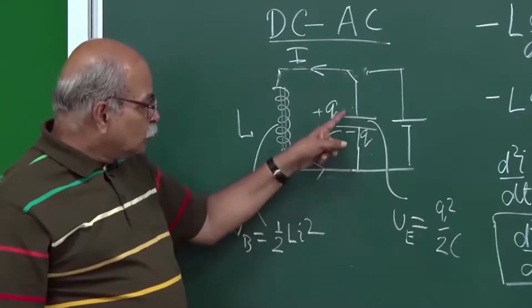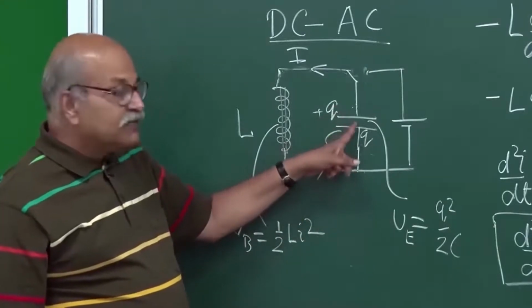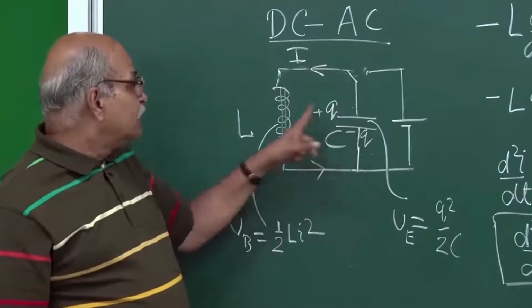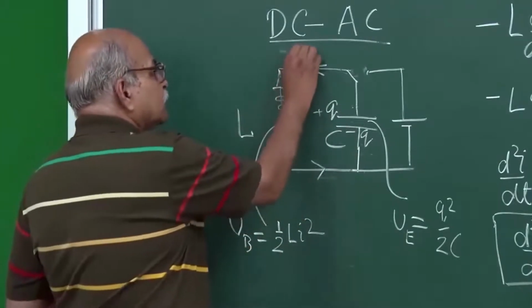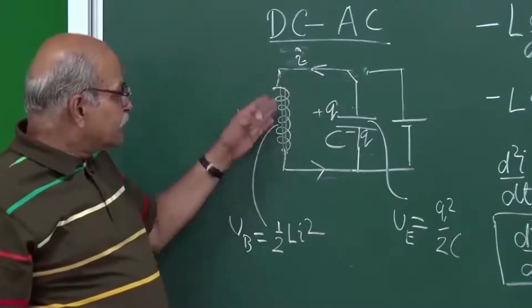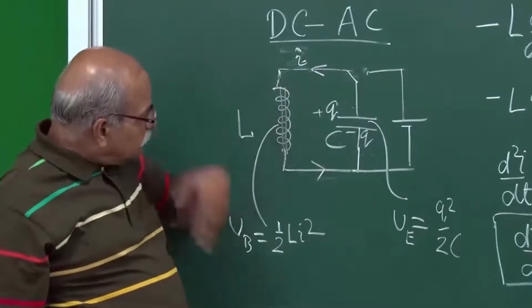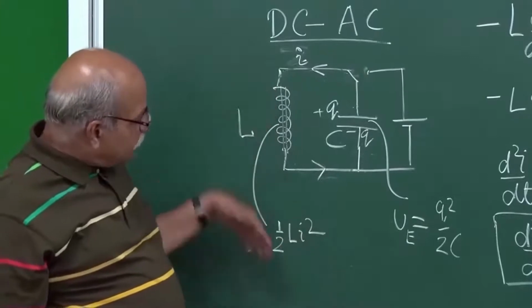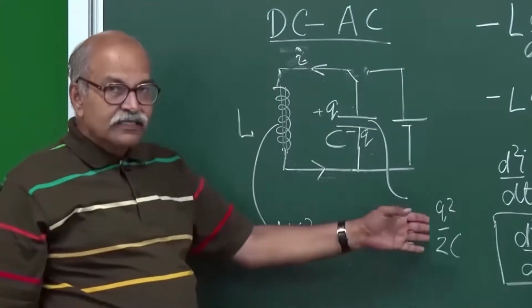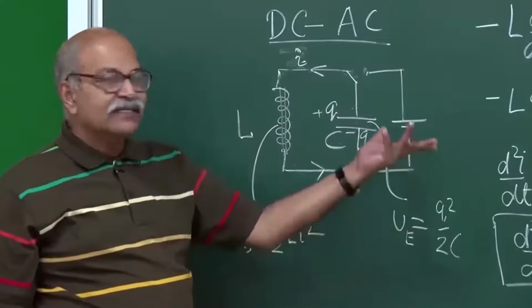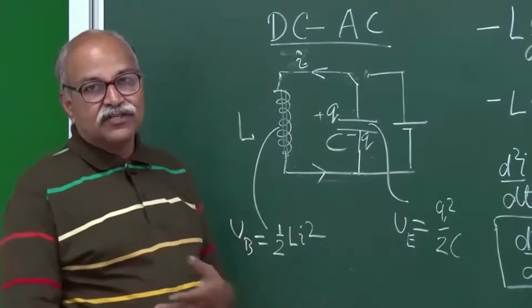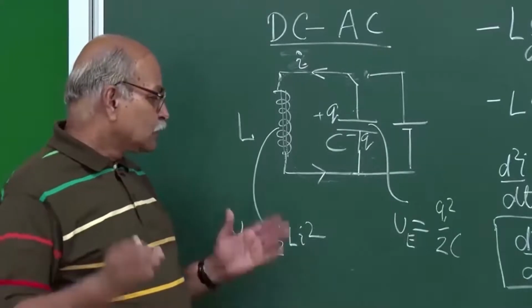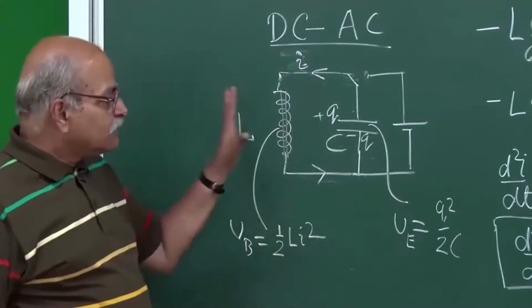This Q will decrease, so the electric field energy will decrease, I will increase. Let me write small i. So this magnetic field energy increases, then later in the cycle this will decrease and this will increase. The total remains constant. As in SHM, kinetic energy and potential energy are exchanged between themselves, and total energy remains constant. So that's the kind of oscillation.